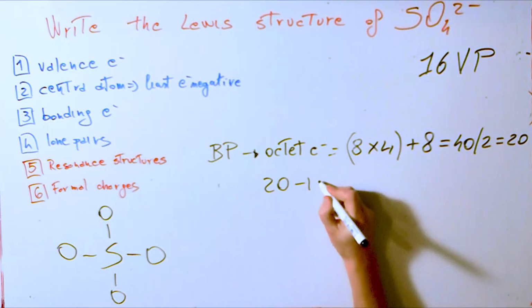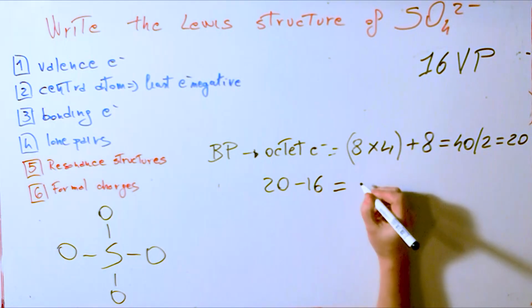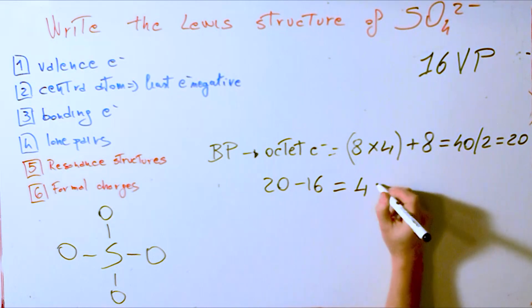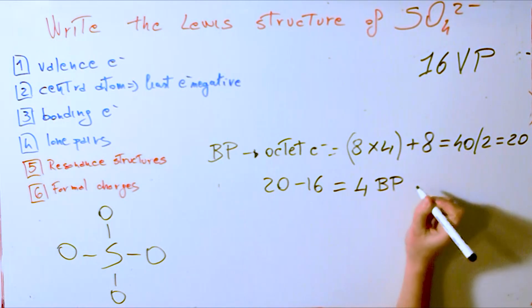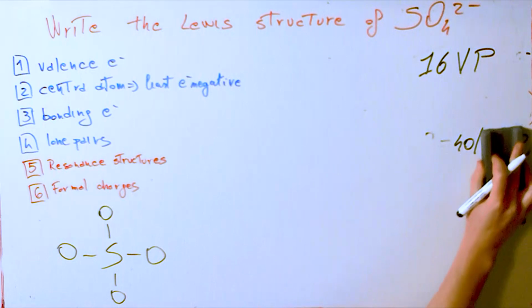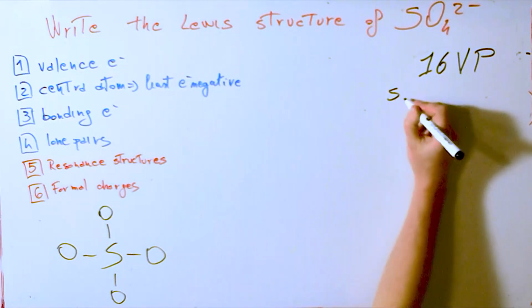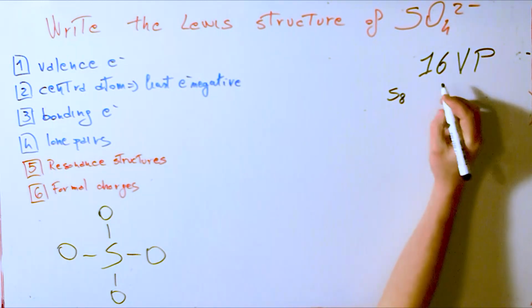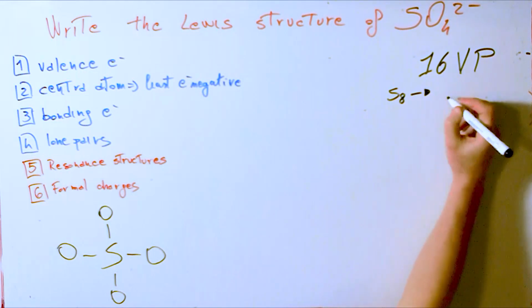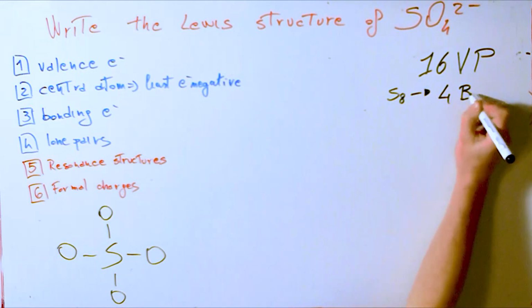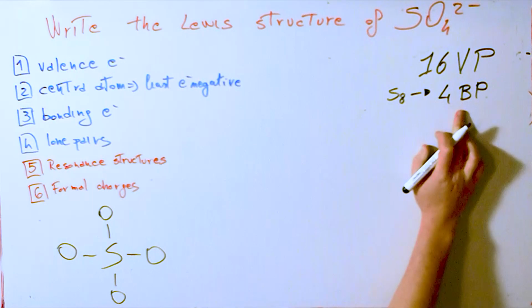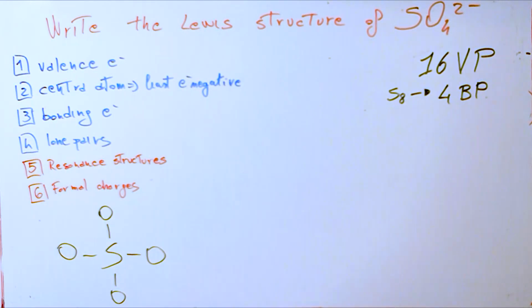It will be 20 minus 16, which equals 4 bonding pairs. So we can write the result over here. In the case of sulfur with 8 electrons around it, the bonding pairs will be 4, which is something we have already placed in our first draft, so we don't have to do anything.